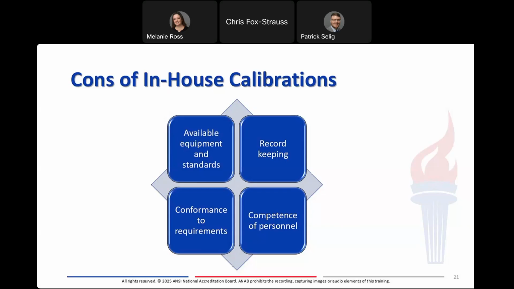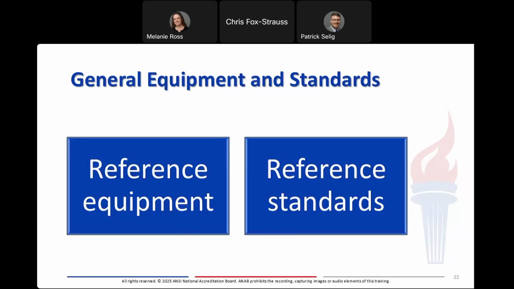And one of the cons that I mentioned before is competence of personnel. If the laboratory does not have personnel available to become competent in performing the calibrations, outsourced calibrations would make more sense. In general, companies must have sufficient scale to justify the investment in in-house calibrations versus outsourced. Ensuring that the laboratory has the appropriate equipment and standards is of utmost importance in addition to personnel competence. Laboratories must have the reference equipment and reference standards needed to perform the in-house calibrations.